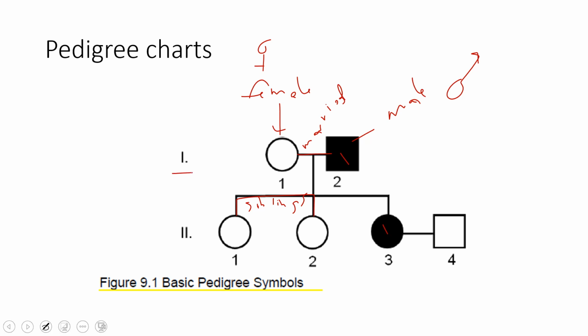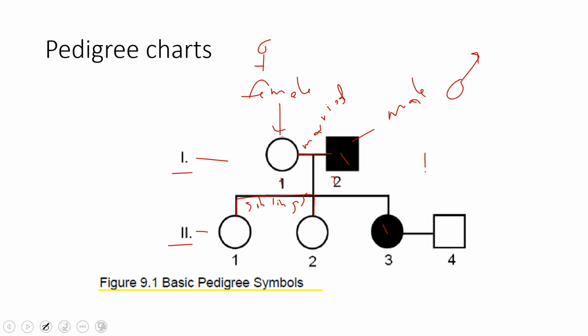Next, off to the side, Roman numerals indicate the generation. And so this, if you kind of wanted to go back to Mendel's terms, that would be the P generation. This would be the F1 generation. Then we use Arabic numerals, the 1 and the 2 here, to indicate the person within that generation. That allows us to talk about a person without assigning a name to them.